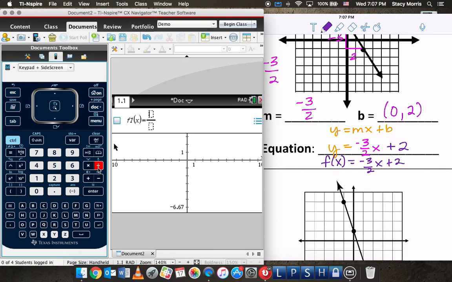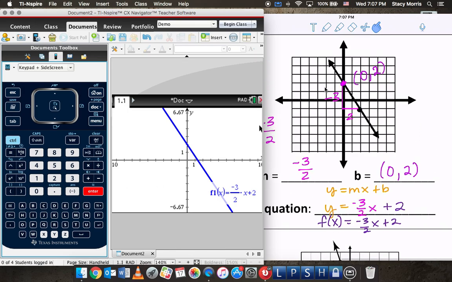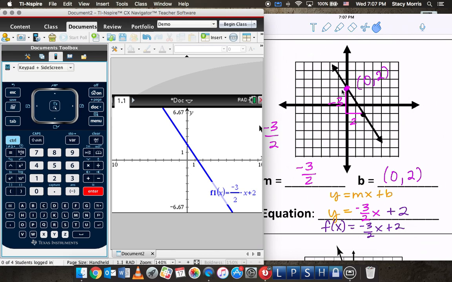So I would do control divide, -3/2 x plus 2. And then I graph it, and I would just check to see, do we agree that that looks like it? If you weren't really sure, you wanted to be certain, remember that you can trace.